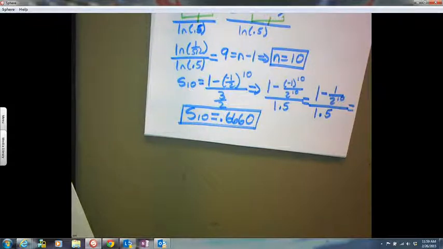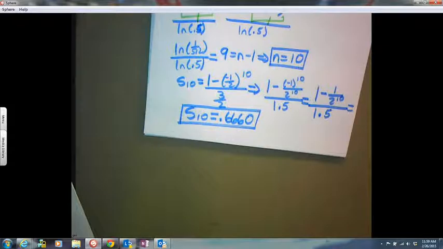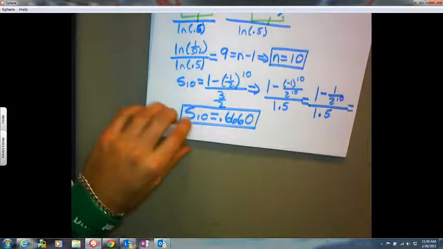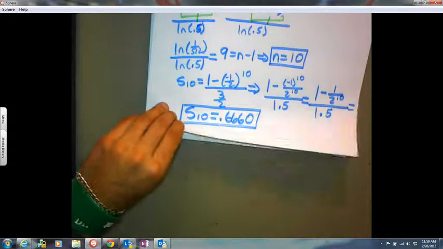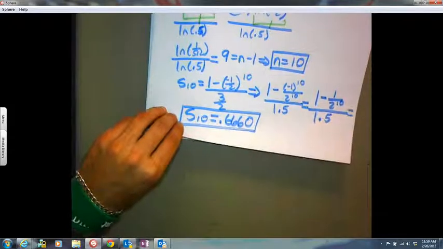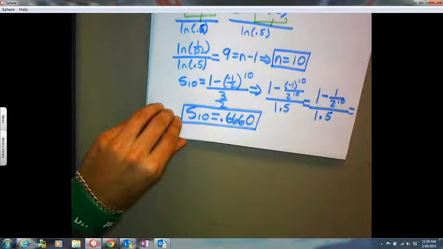Because you didn't divide by 1.5. Other questions on this? Lee? Yeah, if you could put this in a fraction, go for it.